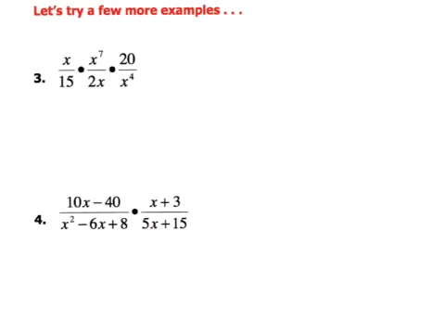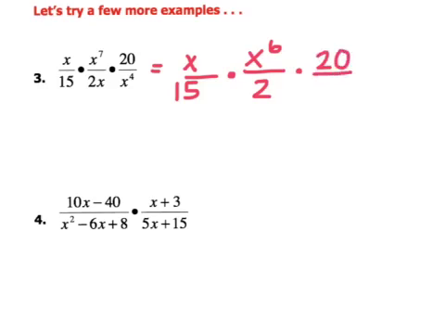So taking a look at number 3 and 4, first you need to simplify each expression, make your life a little bit easier. So I'm going to simplify my first one, x over 15, that's already simple, multiplied by x to the 7th over 2x to the 1st. I can subtract the exponents on those x's, so that would leave me with an x to the 6th in my numerator, and I still will have a 2 in my denominator. And for the 20 divided by x to the 4th, that is also simplified individually.